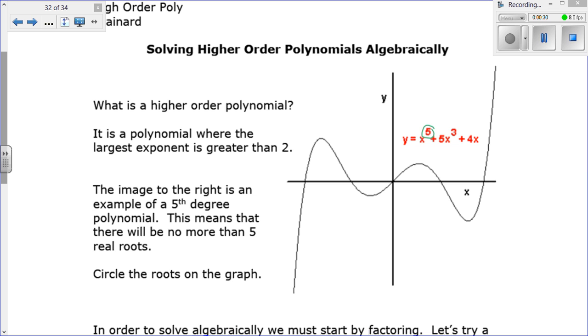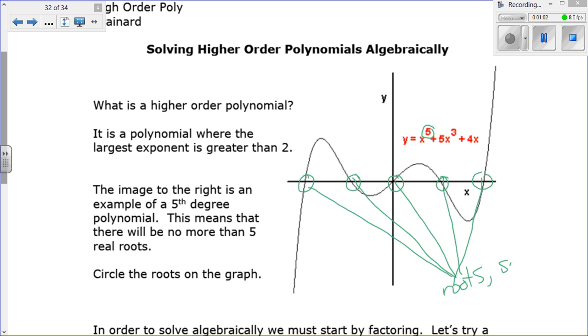The image to the right is an example of a fifth degree polynomial, which means that there will be no more than 5 real roots. Circle the roots on the graph. Well, my roots are where the graph crosses the x-axis. So as you can see there, it crosses it in 5 different places. Therefore, I have 5 roots. These are known as the roots, or the solutions, or the zeros.